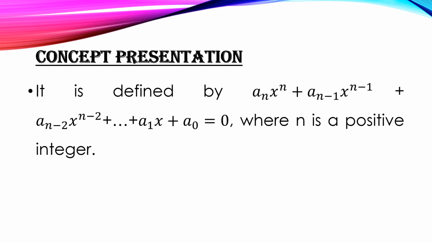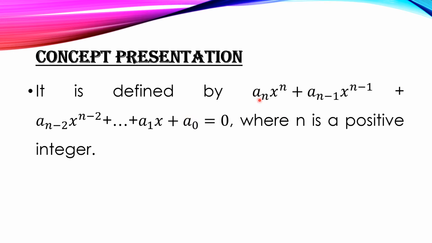So this is defined by a sub n x raised to n plus a sub n minus 1 times x raised to n minus 1 plus a sub n minus 2 times x raised to n minus 2 plus up to the a sub 1 times x plus a sub 0 is equal to 0 where n is a positive integer. So in this part, sinasabi lang dito na yung ating last part in a polynomial expression is yung a sub 0. So ito yung ating nagiging constant.